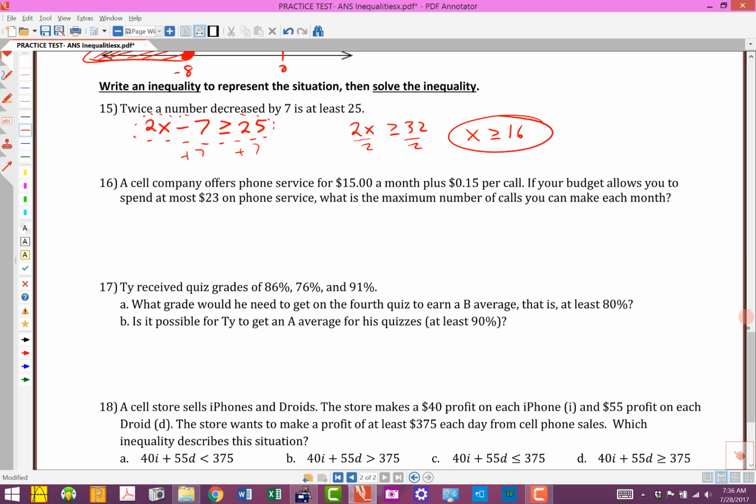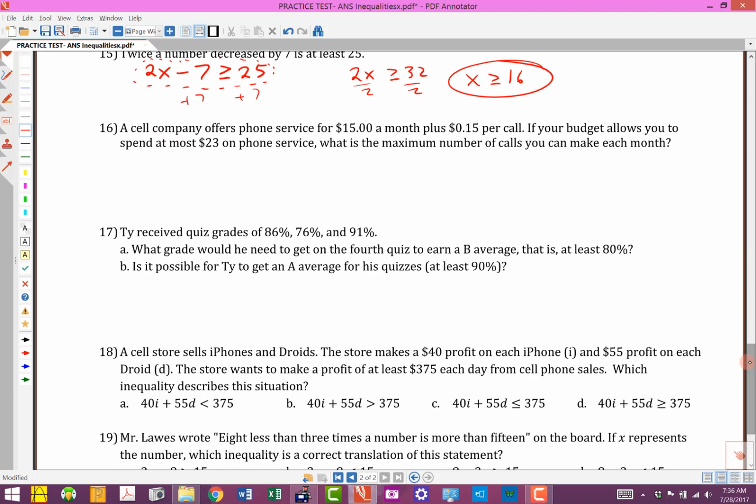Similar to one of the ones that we had on our assignment, it says a cell company offers a cell phone service for $15 a month plus 15 cents a call. Your budget allows you to spend at most $23 a month on phone service. What is the maximum number of calls you can make each month? Okay, so we're going to pay $15 just to have the phone. Then we're going to pay 15 cents per call. So I'm going to use a C for call, and over here I'm going to write C equals number of calls.